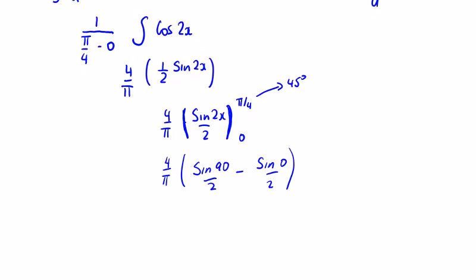So we're going to get 4 over pi. Sine of 90 is 1. So 4 over pi by 1 over 2. The sine of 0 is 0, so this guy gets eliminated. And we're left with 4 over 2 pi, which is equal to 2 over pi.